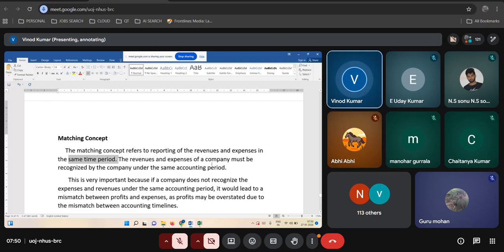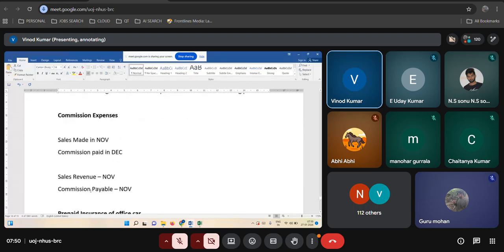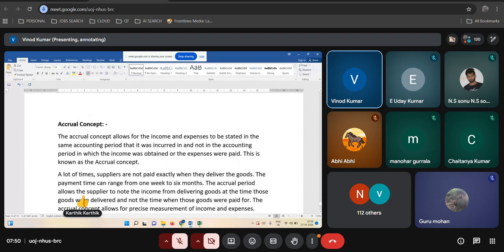The revenue and expenses must be recognized under the same accounting period. It is very important because if a company does not recognize the expenses and revenues in the same accounting period, it will lead to mismatches between profit and expenses. Clear?